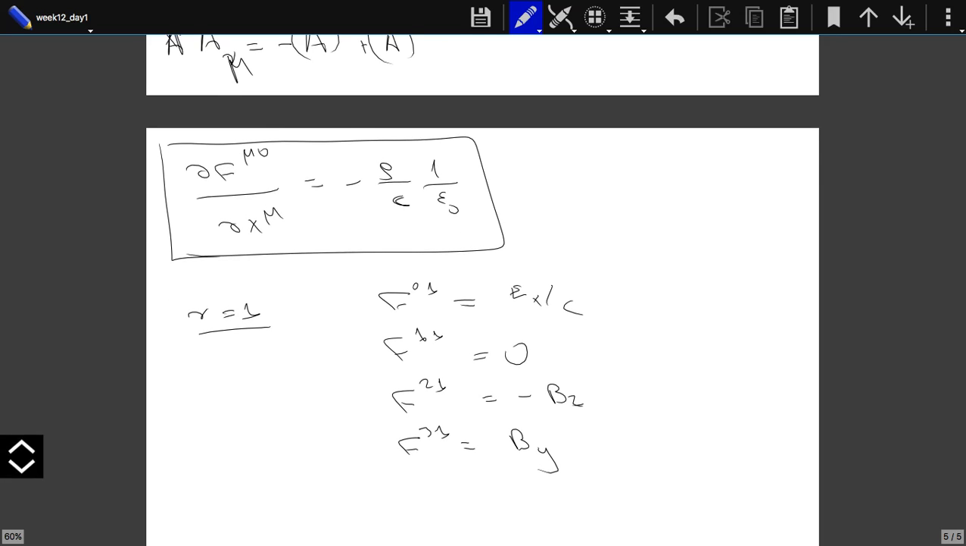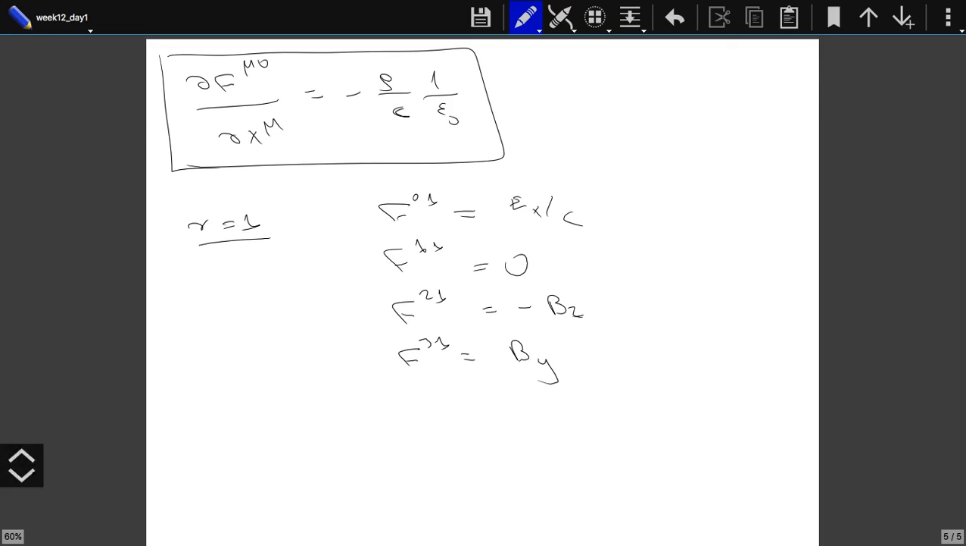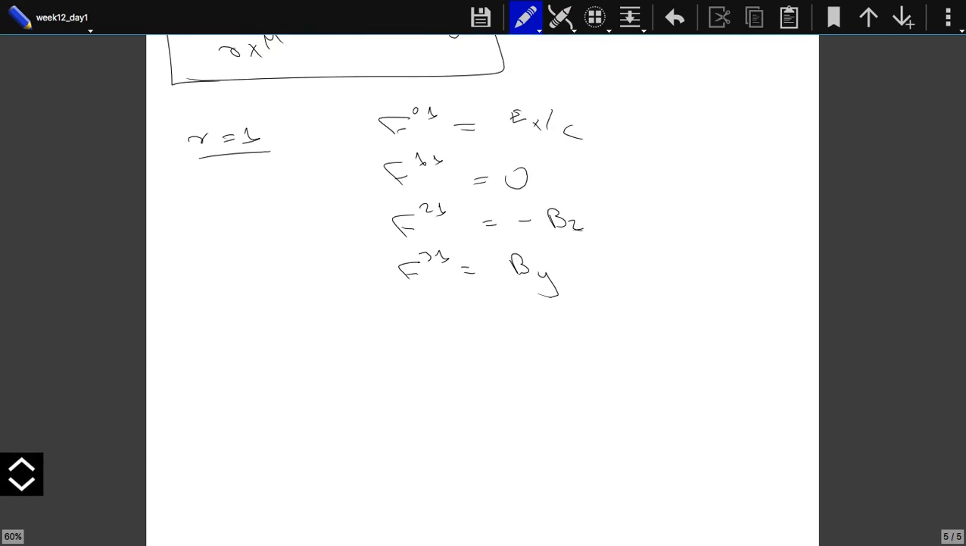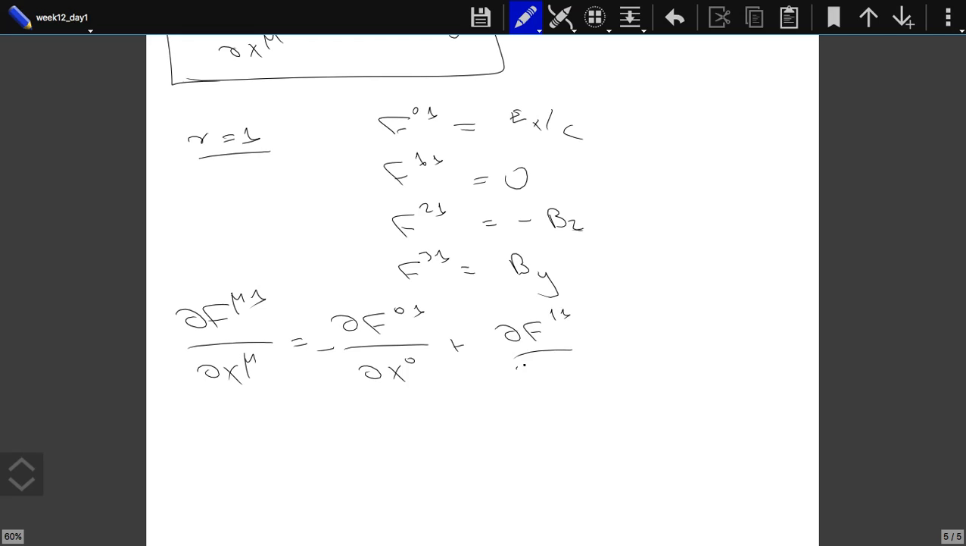You see, nu is 1. So I'm looking at this row. F31 is this element over here, which is minus this element. So let's see, F mu 1 derivative with respect to x mu. This is F01 derivative with respect to x0 with a minus sign, plus the derivative of F11 with respect to x1, plus derivative of F21 with respect to x2, plus the derivative of F31 with respect to x3. This is equal to, now F01 is E over c. So this is minus 1 over c squared dEx by dt.